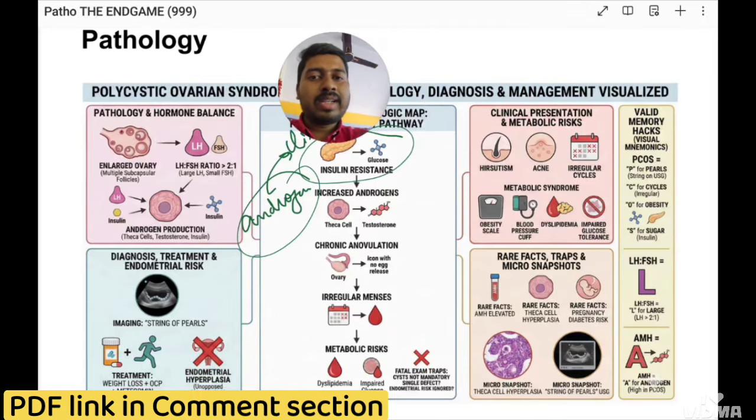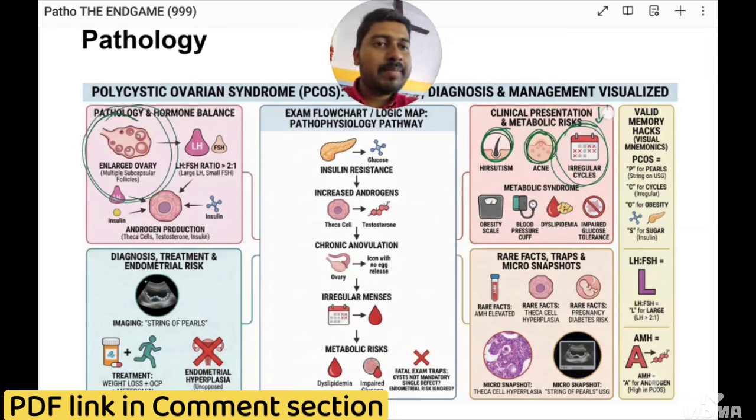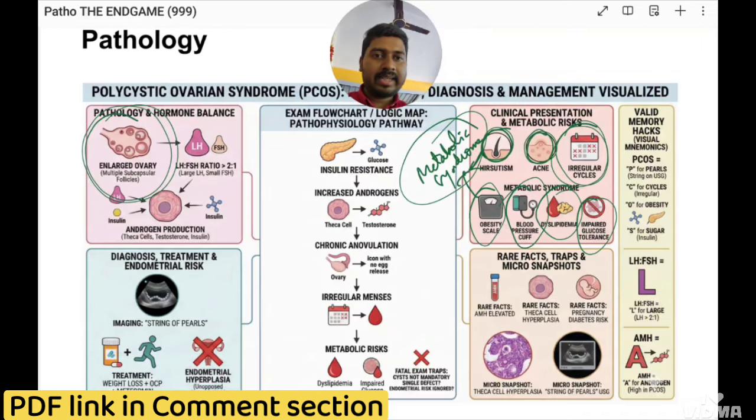Okay. So what are the clinical symptoms that you see? One is hirsutism because of increased androgens, acne because of increased androgens, and irregular cycles because maturation of the follicle is not taking place because of decreased FSH. And because of insulin resistance, you will have obesity, hypertension, dyslipidemia, and impaired glucose tolerance. So all this will lead to metabolic syndrome. Basically there is metabolic syndrome, insulin resistance and anovulation. This triad is called PCOS.